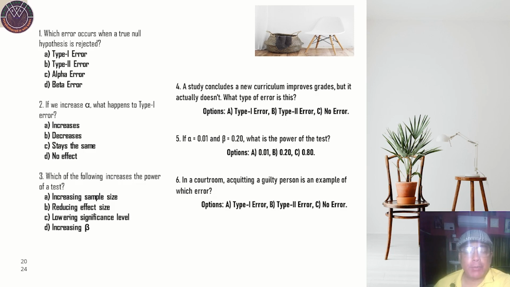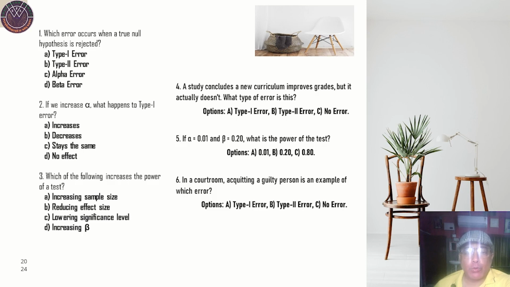If we increase alpha, what happens to type 1 error? If we increase alpha, it will also increase the type 1 error, because if you make it 10% or 20%, you will be decreasing type 2 error, but it will increase type 1 error, because you will reject a null hypothesis which may be true. Now the third question: which of the following increases the power of a test? Of course, increasing the sample size is the answer.